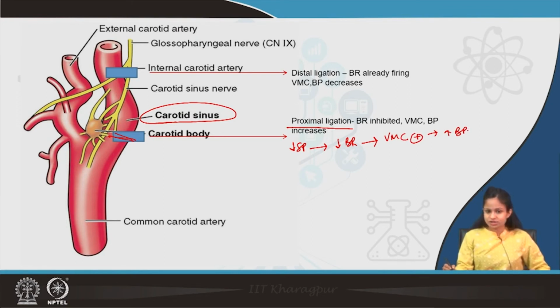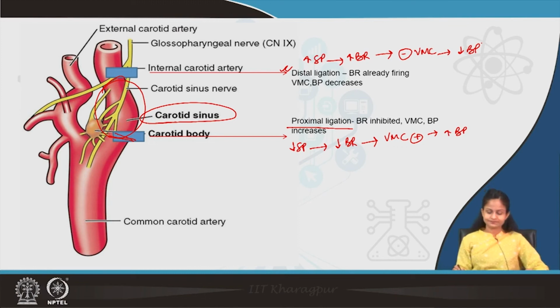When there is a ligation distally, that means there is distal ligation, and this is the carotid sinus. The carotid sinus is already full, that is, the sinus pressure is already increased. So, whenever the sinus pressure is increased, the opposite will happen. There will be stimulation of the baroreceptor firing, there will be inhibition of the vasomotor center, and hence there is a decrease in the blood pressure.